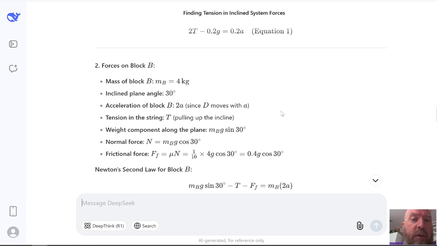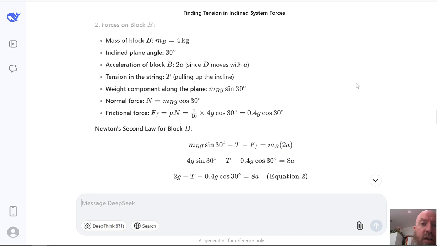So then the weight component along the plane is mg sin 30. Normal force is mg cos 30, which I think is correct. Again, if you do the diagram, you'll see. Then we have that the acceleration is 2a because it has to be twice of what D is doing. I suppose normally we'd call the acceleration of the block B a, and then D would be half, but this is exactly the same thing.